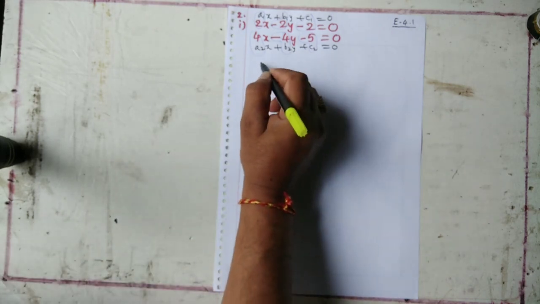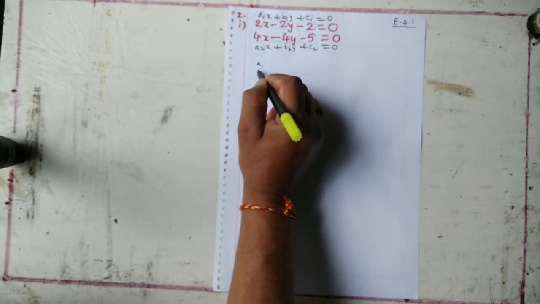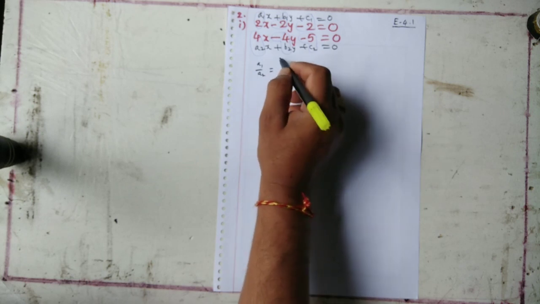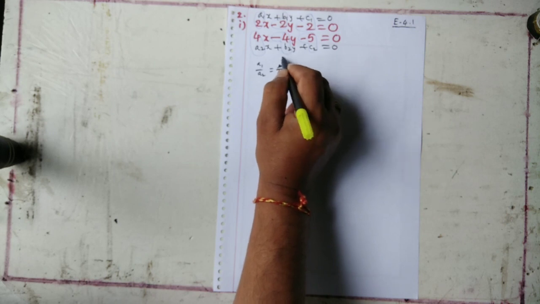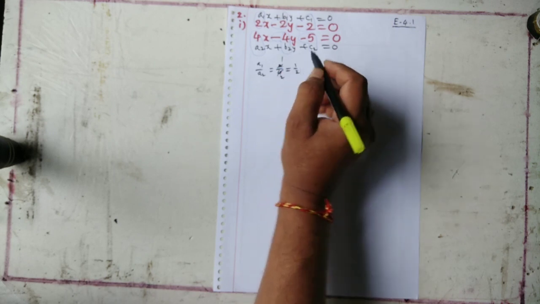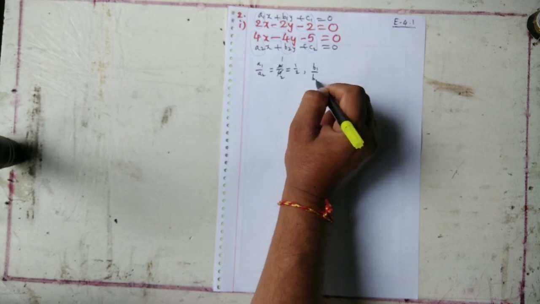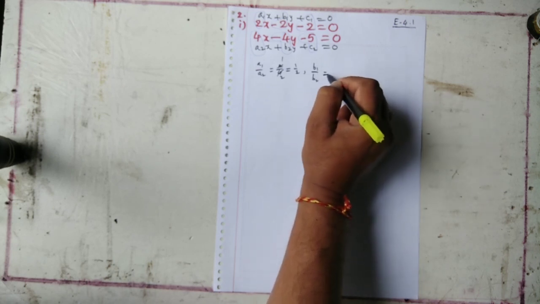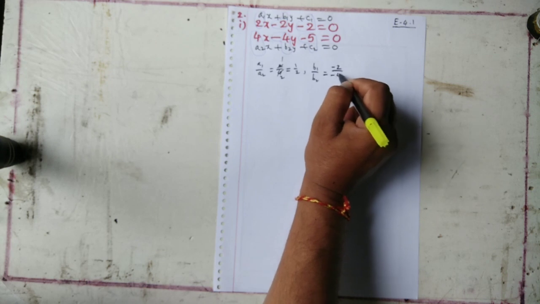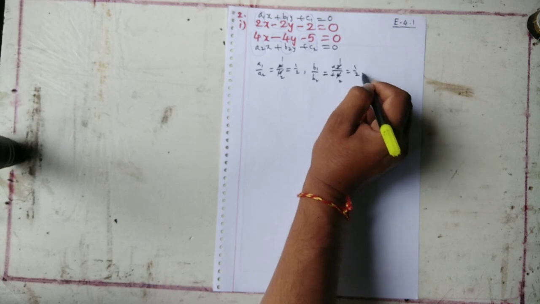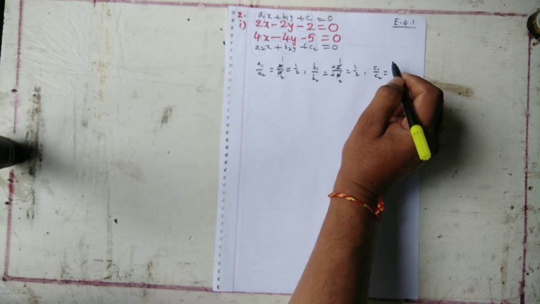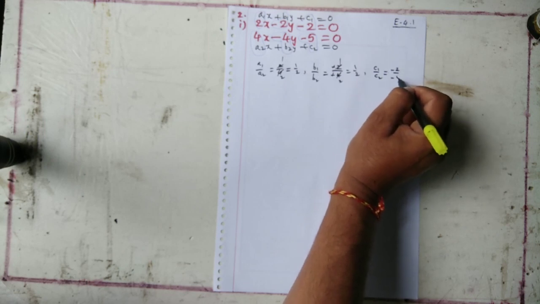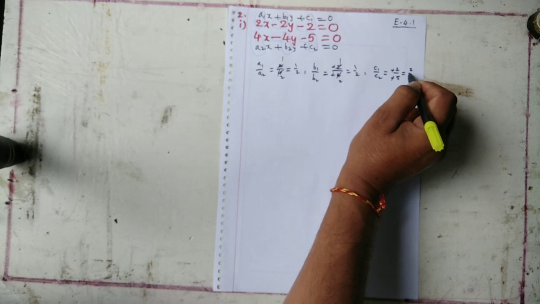Therefore, a1 by a2 is equal to 2 by 4, that is equal to 2 ones are 2, 2 twos are 4, so 1 by 2. And b1 by b2 is equal to minus 2 by minus 4. Minus minus gets cancelled. 2 ones, 2 twos, 1 by 2. c1 by c2 is equal to minus 2 by minus 5. Minus minus gets cancelled. 2 by 5.